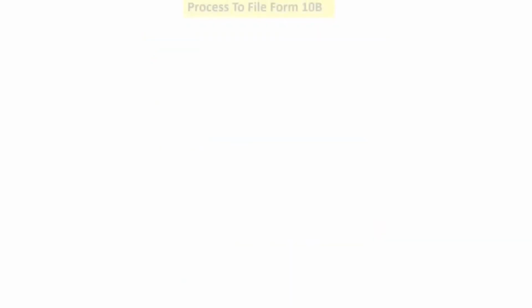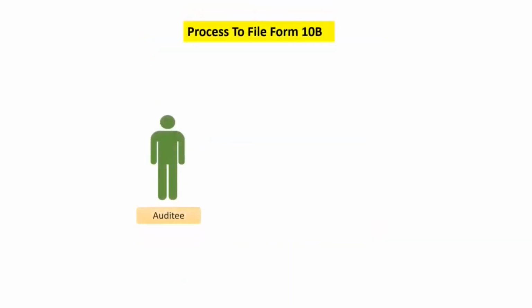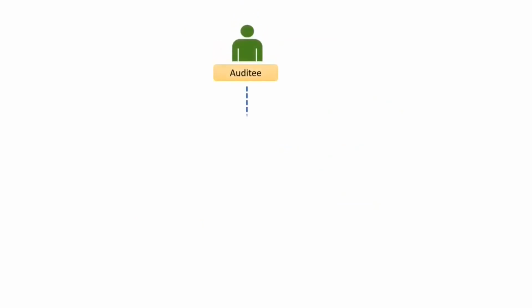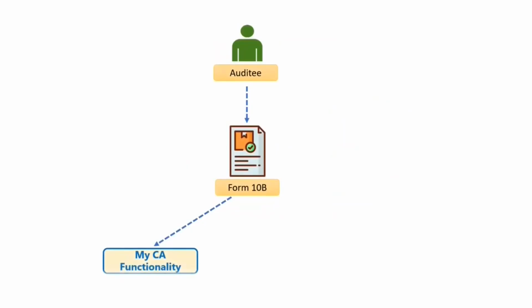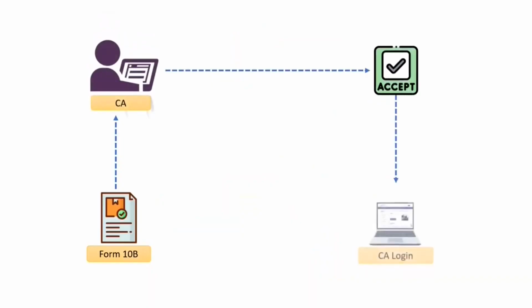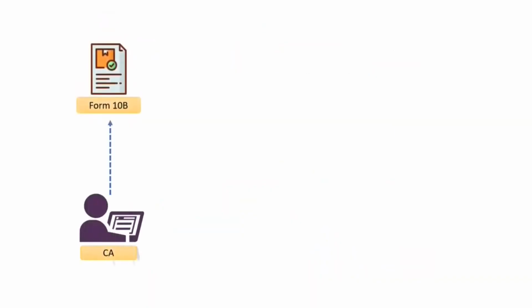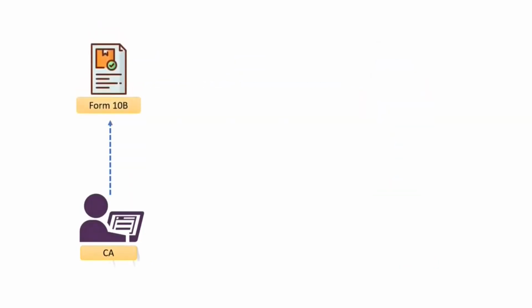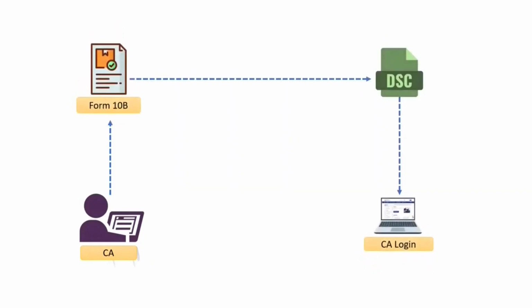The process for filing Form 10B is that the auditee shall first be required to add a chartered accountant on the e-filing portal. After adding the chartered accountant, the auditee would be required to assign the relevant form, that is Form 10B, either through My CA functionality or through File Forms functionality. The CA is required to accept the request under the CA login and upload the form under CA login using the offline utility and submit using the digital signature certificate under the CA login.